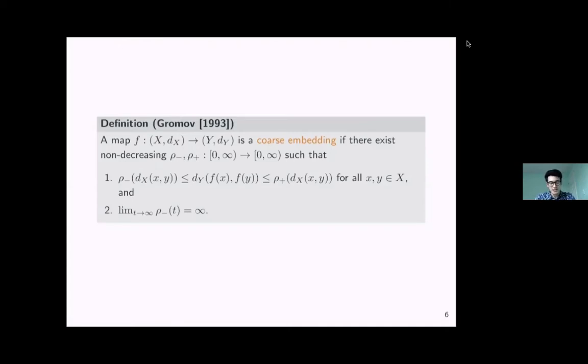Initially you might think this is a very innocuous thing to ask for, but one point is that these rho minus and rho plus, you need to use the same functions over the whole metric space X, so for every x and y, and that's really going to be what makes it possible to not have one of these.